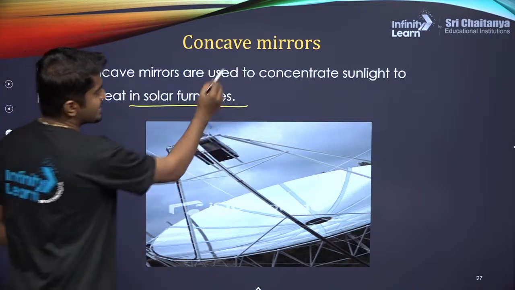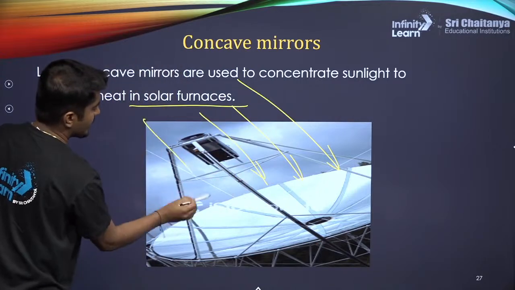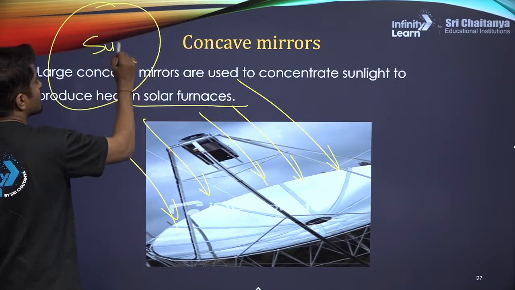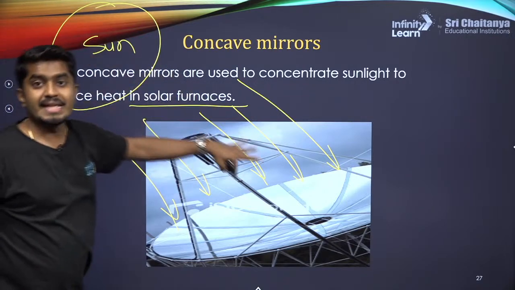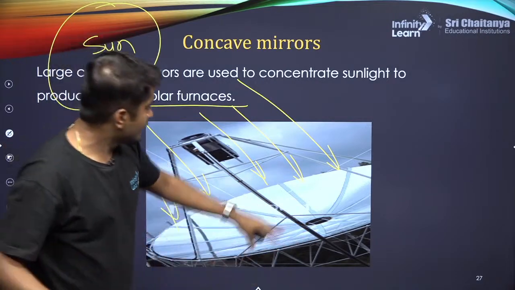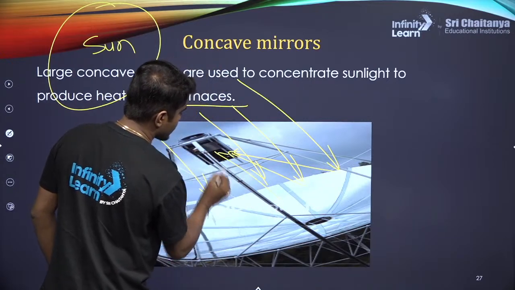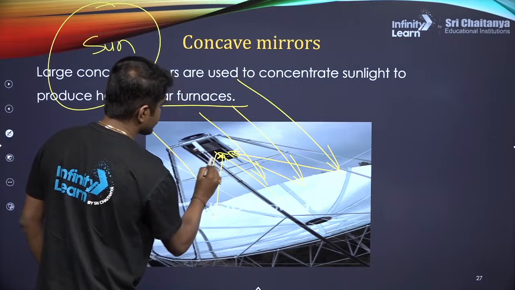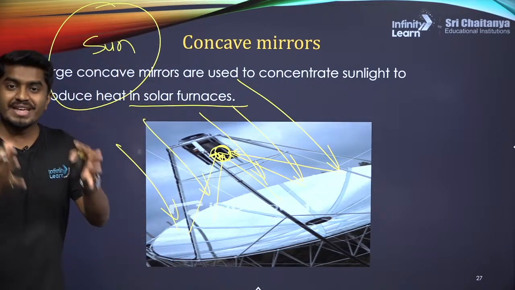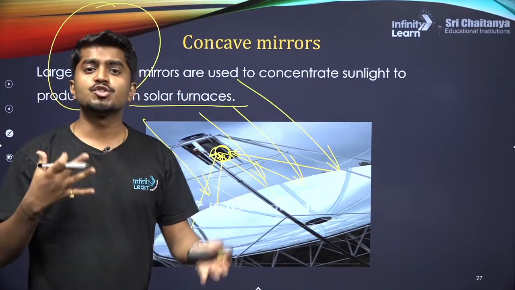All these incident rays are coming from the sun. So somewhere here is the sun. From the sun, the incident rays fall onto the concave mirror. What will happen? All of these will be reflected to the focus, something like this. So there is a point, the focus, where we keep a furnace, which is called a solar furnace.